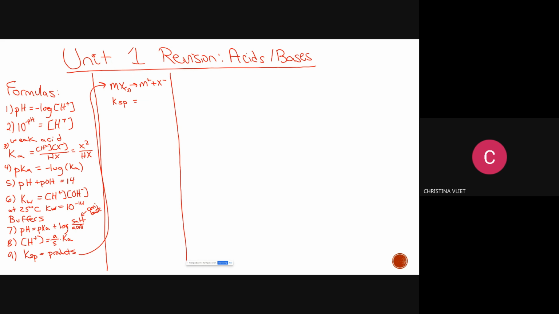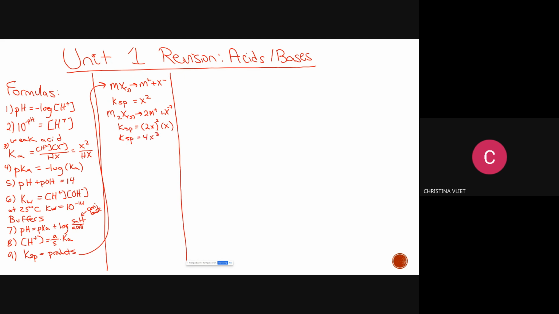X squared. But what if you had M2X? M2X solid goes to 2M plus X minus, what would that be? This would actually be 2x times x, 2x squared times x, and this would end up being 4x cubed.